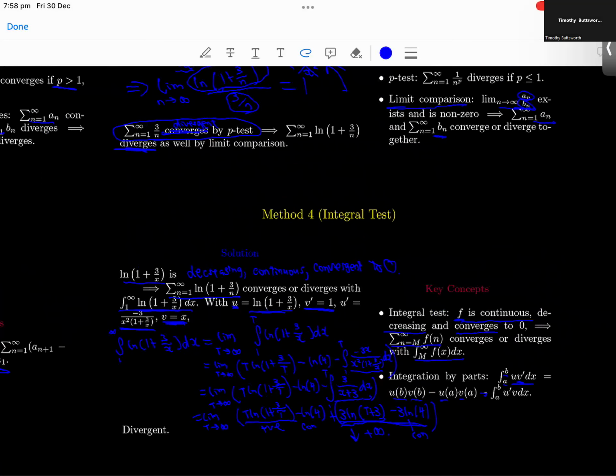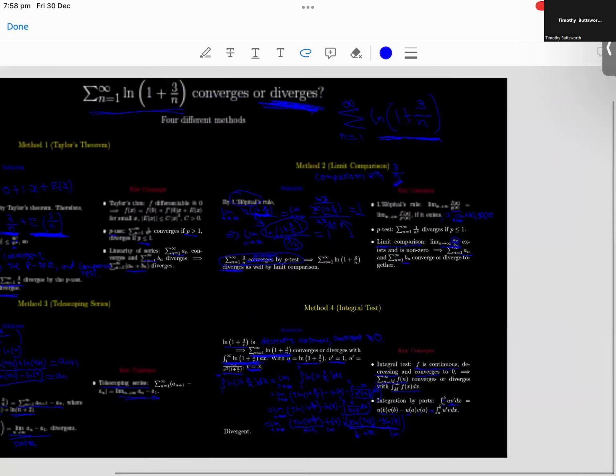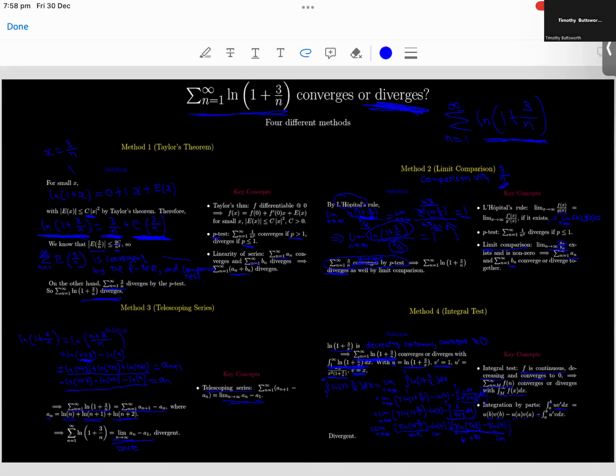So that means that this integral here is divergent, and so therefore, by the integral test, this sum is also divergent. This sum over here is divergent. Four different methods for the same series. All of them can be used to demonstrate that this thing is divergent.